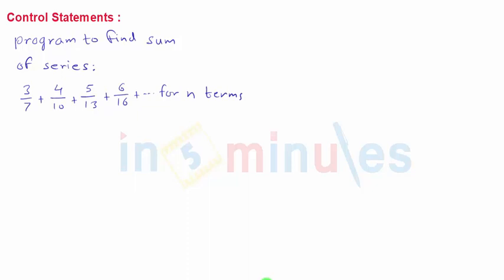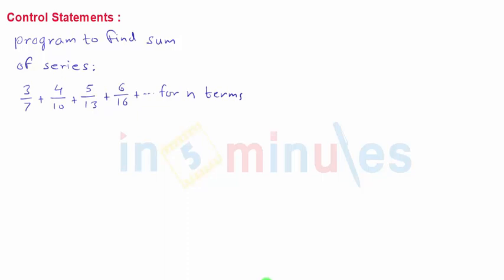Now we'll write a program to find the sum of a series. When you see it's a sum of series problem, just check the terms given in the series. There will be some sequence in the numbers. For example, here there is 3 by 7, 4 by 10, 5 by 13 and so on for n terms.